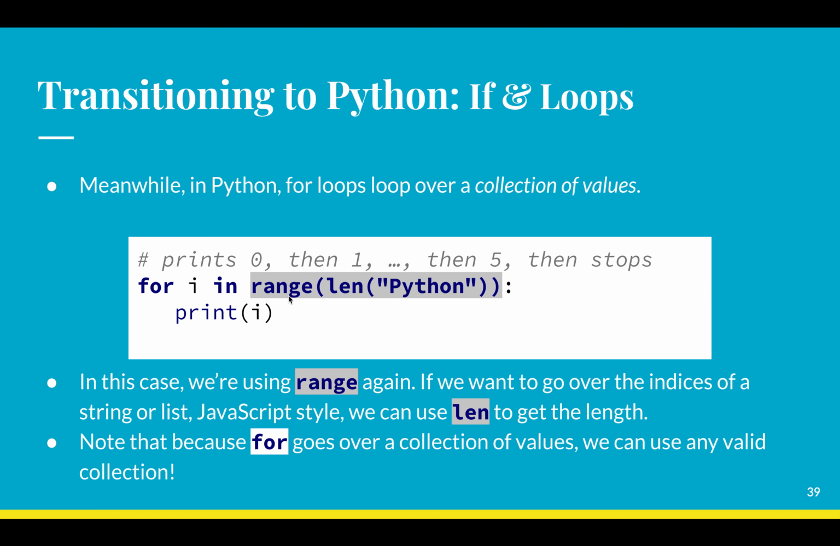Note here about the range, we're using the range function again in this example, but we have len of Python as the argument, so Python's length is 1, 2, 3, 4, 5, 6, and so this is equivalent to for i in range 6.